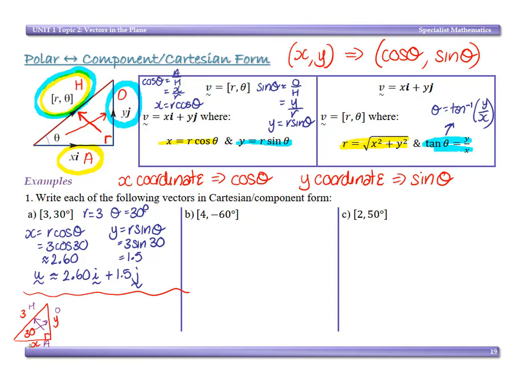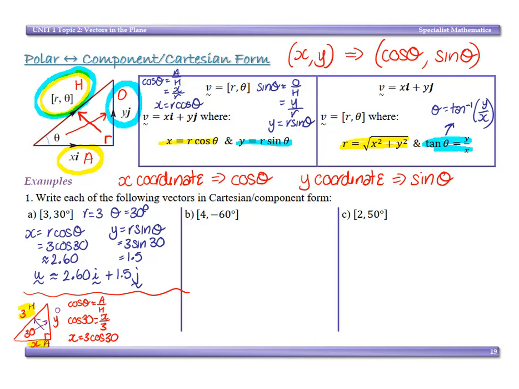So x is adjacent over hypotenuse. So cos theta is adjacent over hypotenuse. Cos 30 is x over 3. So x equals 3 cos 30.